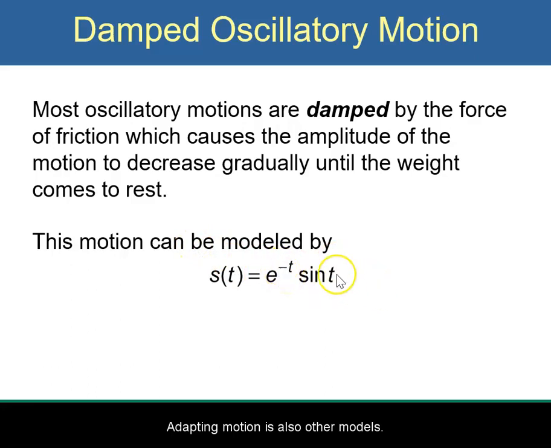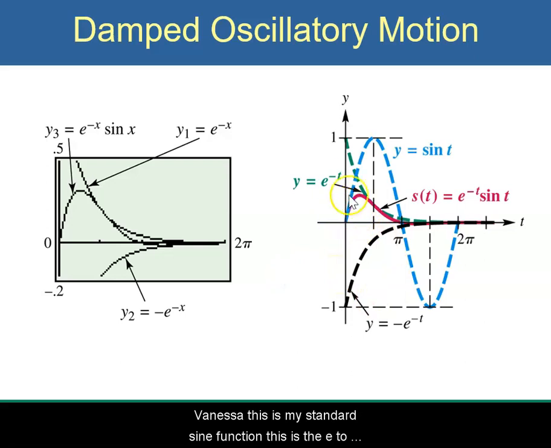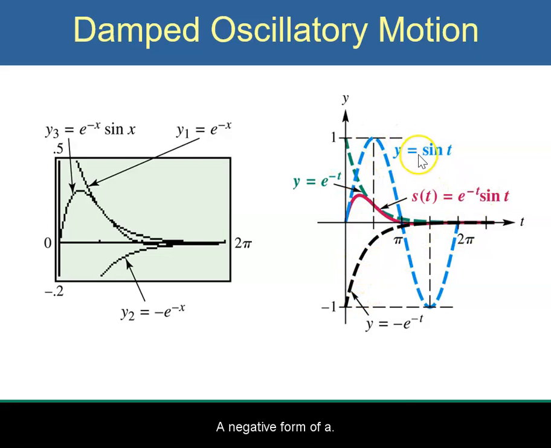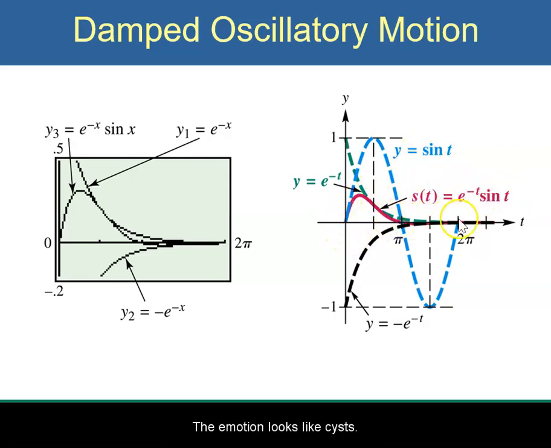There's also other models which we may or may not talk about here. But notice that this is my standard sine function. This is the e to the negative t. This is just a negative e to the t in case we have a negative form of a function. But when we put these things together, the e to the negative t sine t, the motion looks like this solid magenta line that we have here.